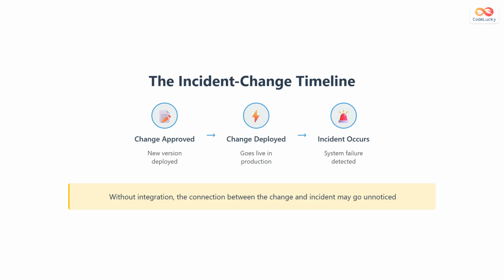Here's how the timeline typically works. First, a change is approved and documented. Next, that change is deployed and goes live in production. Then, an incident occurs and systems fail. However, without proper integration, the connection between the change and the incident may go unnoticed, leaving teams unaware that the deployment caused the problem.